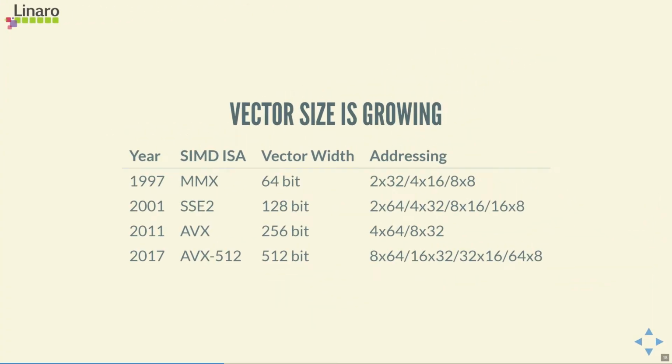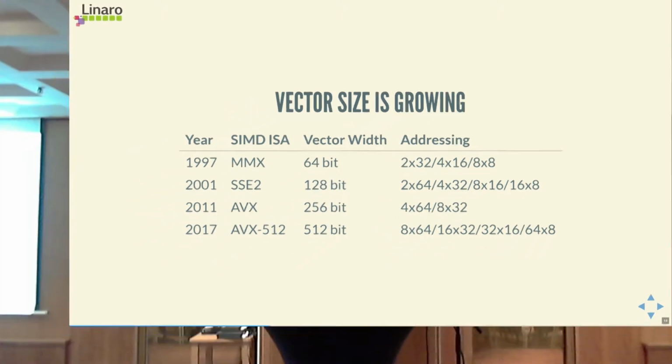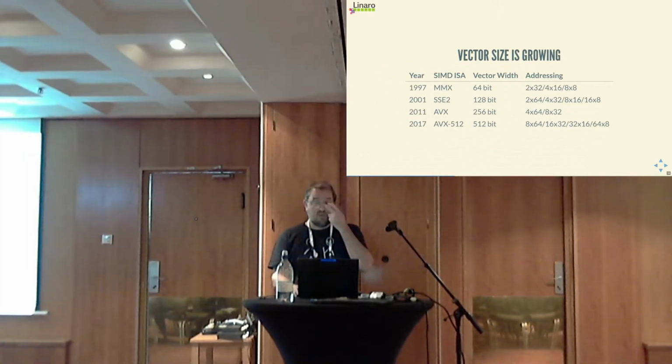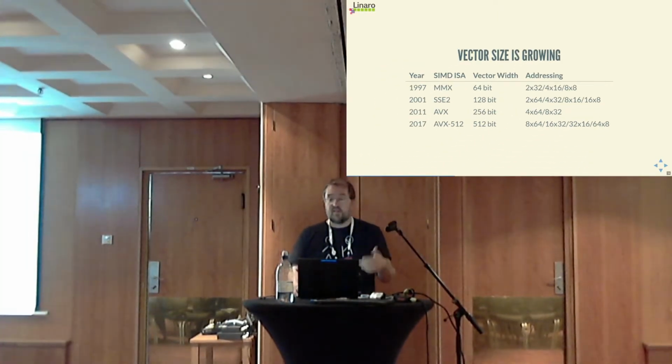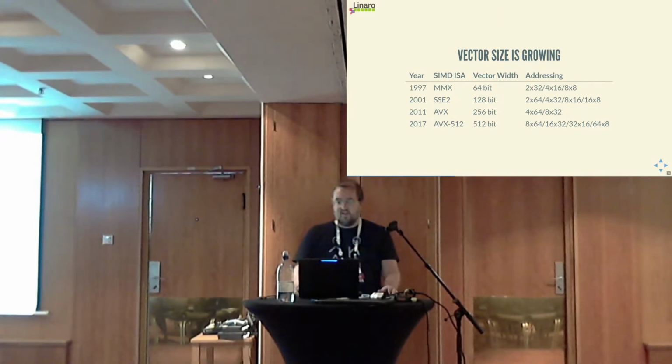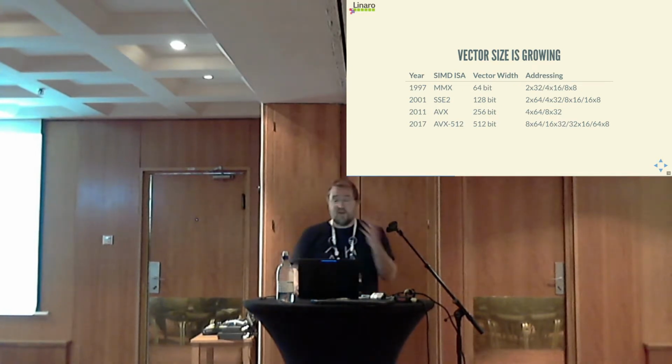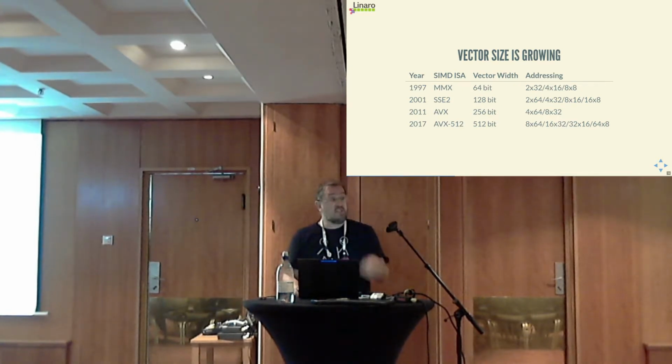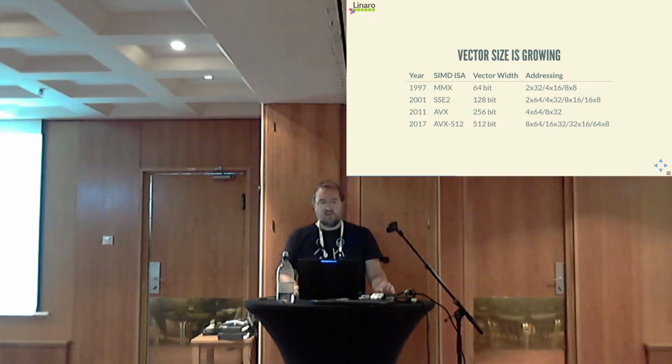As time has gone on, the vector sizes have also grown. In the x86 world, for example, the first expansion was SSE, which doubled from MMX's 64-bit registers. The current iteration is AVX512, which unsurprisingly is 512 bits in length. As you can see, that can do 8 double precision operations or 16 single precision operations, all the way down to 64 byte operations at a time.